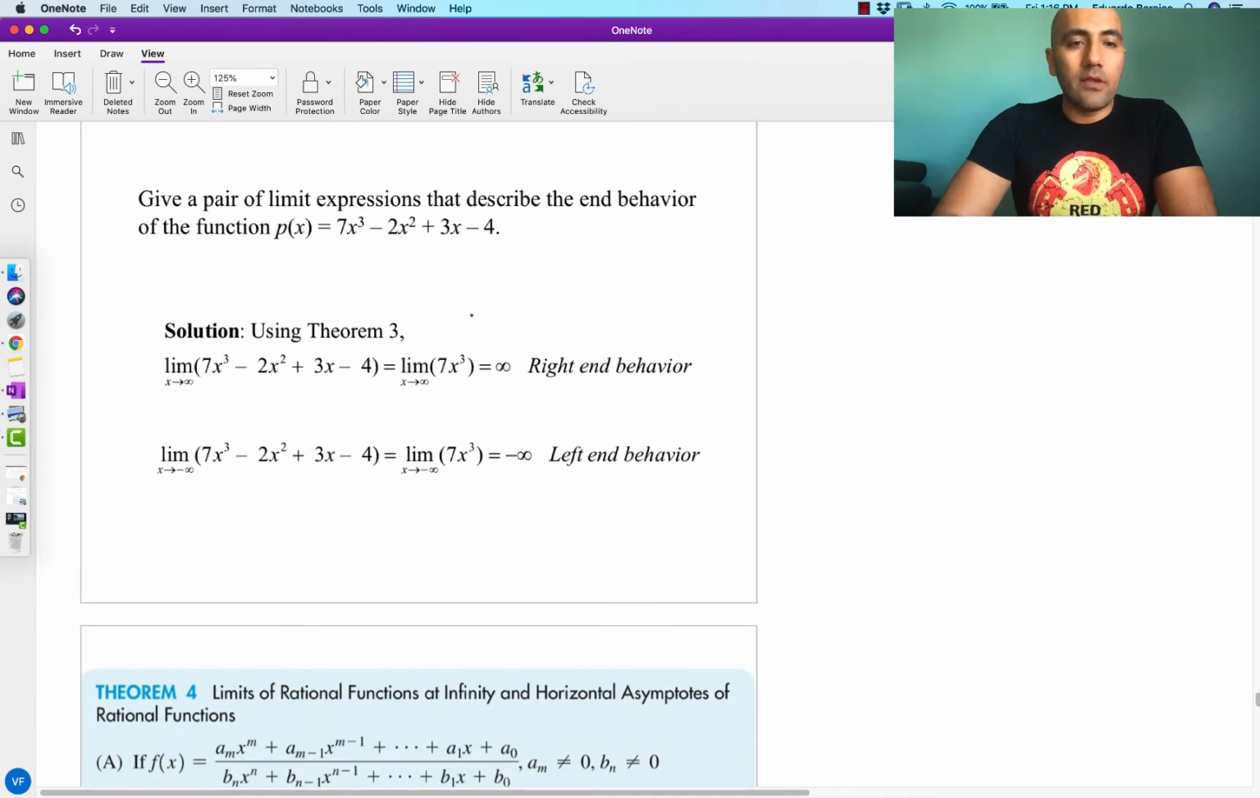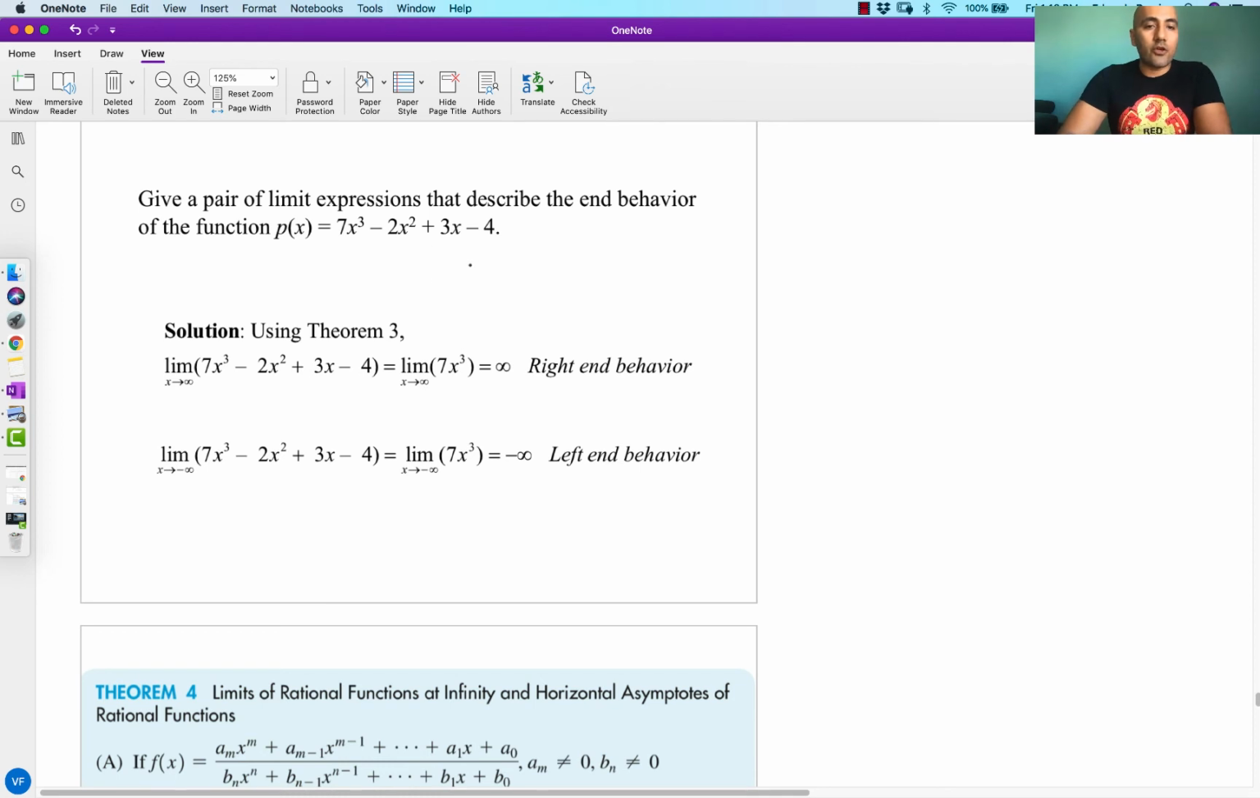So here's an example. Here we have another polynomial, right? We can do the same trickery as before, where I can factor out the 7x cubed, and then as we let x grow toward positive or negative infinity, the other terms get canceled out, right? In other words, I can do the same trick as before and rewrite it this way.